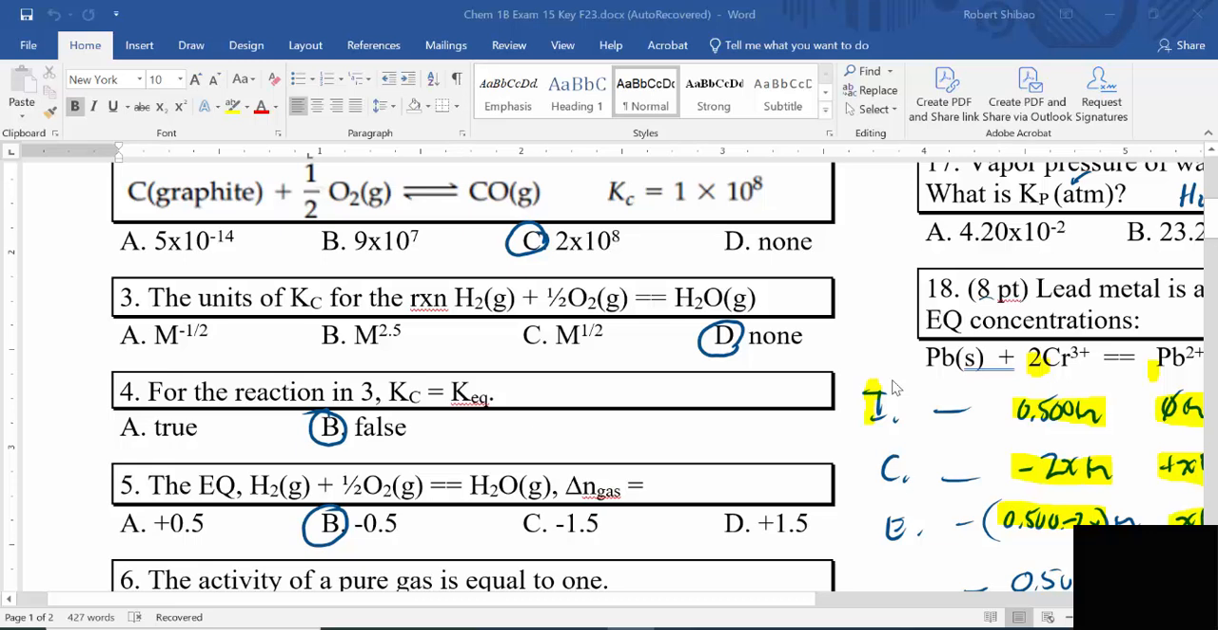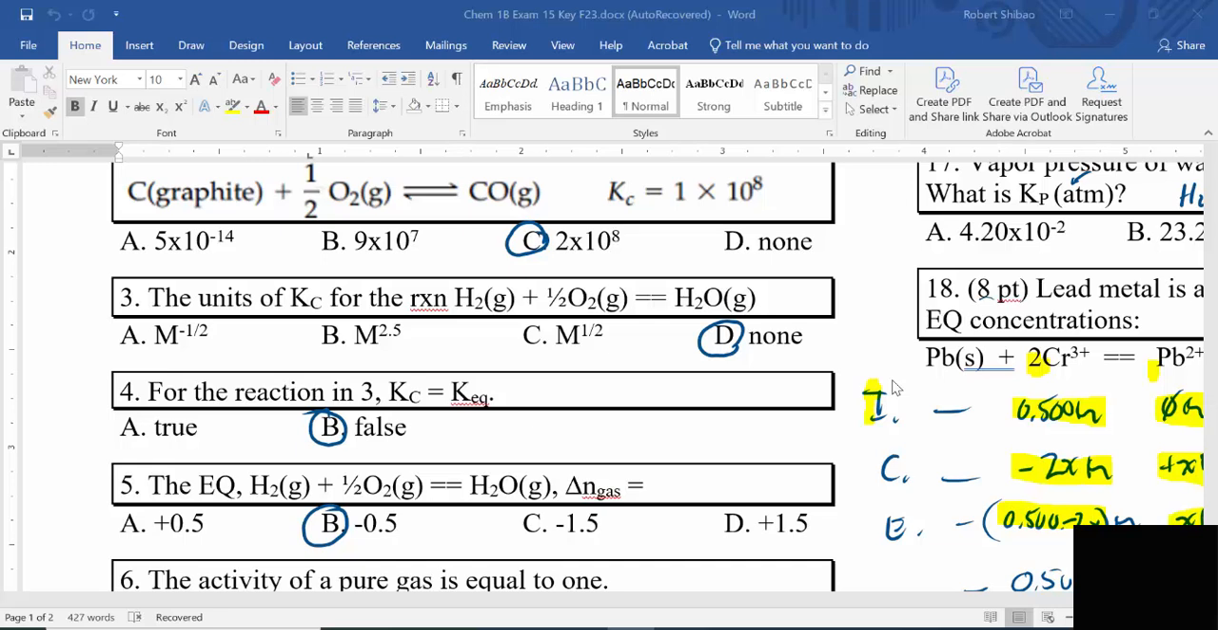The units for Kc, in this case we have 1.5. So it'd be 1 molar, and then this would be 1 raised to the 1/2 power, so that would be 1.5. On the bottom, this would be 1 on the top. So you might say it's A, because we have 1 molar on the top and molar to the 1.5 power on the bottom.